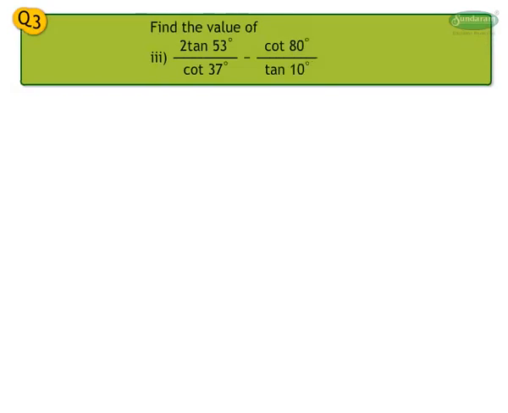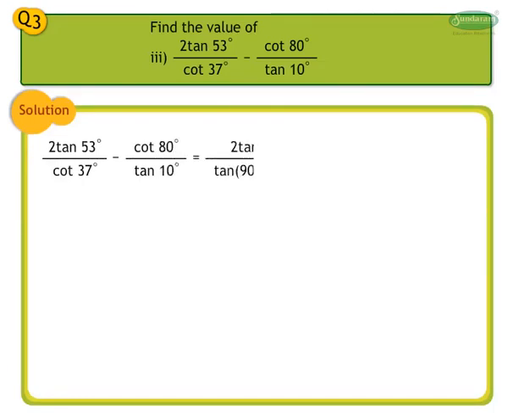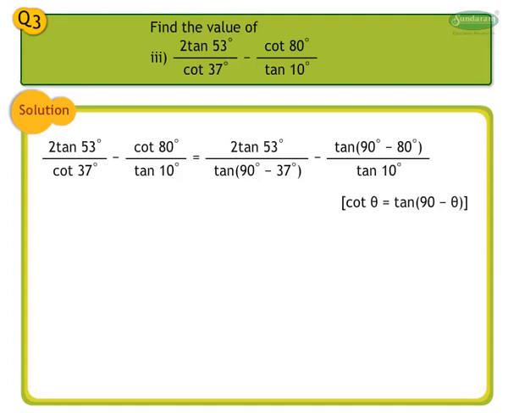Question 3. Find the value of 3. 2 tan 53 degrees upon cot 37 degrees minus cot 80 degrees upon tan 10 degrees. Solution. This is equal to 2 tan 53 degrees upon tan 90 degrees minus 37 degrees minus tan 90 degrees minus 80 degrees upon tan 10 degrees, because cot theta is equal to tan 90 minus theta.